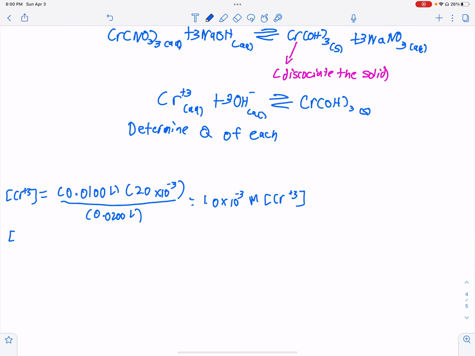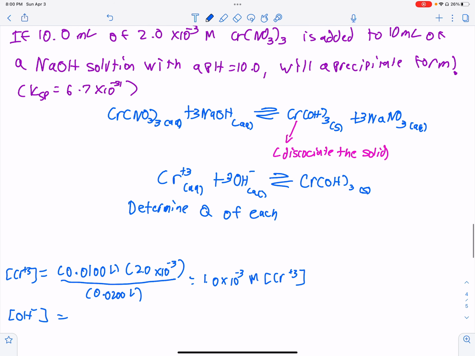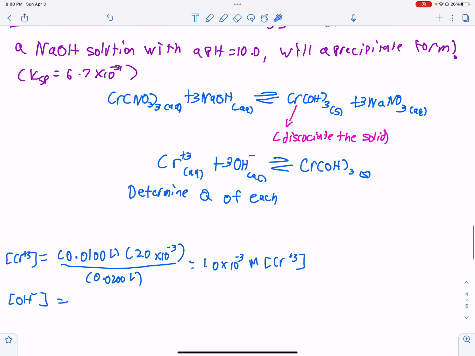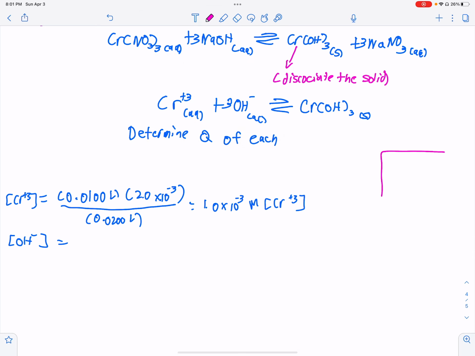Now I need to find the concentration of the hydroxide ion. Problem is this is not given to us. So we're going to have to be a little creative. I know the pH, so from there I can find the hydroxide ion concentration. I'm not going to write the whole thing out. I'll just say the pH is equal to 10. The pOH is then equal to 4. So you get the hydroxide ion concentration, and that should equal 1.0 times 10 to the minus fourth molar.